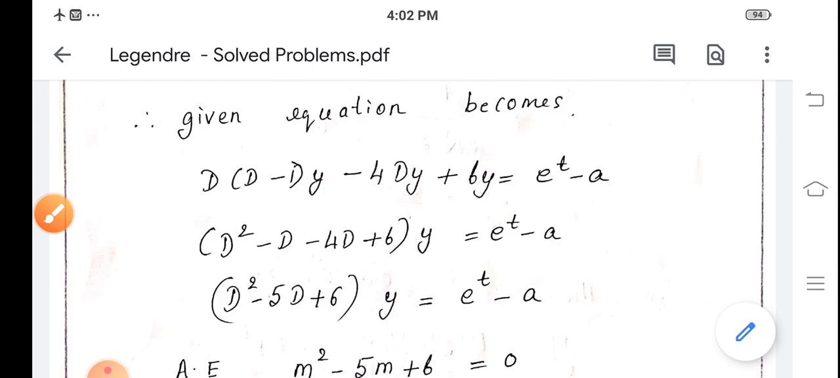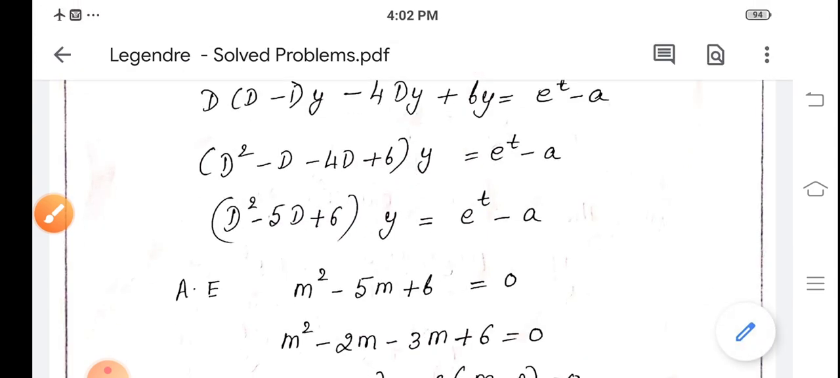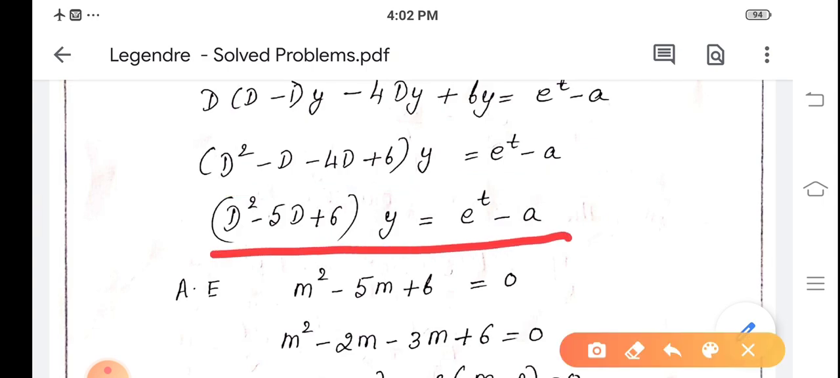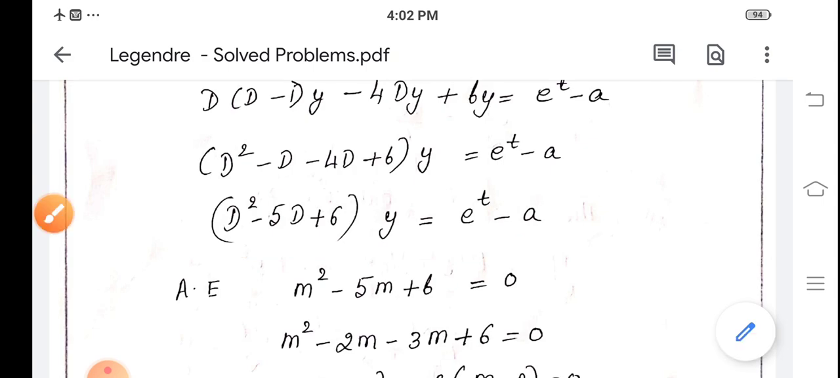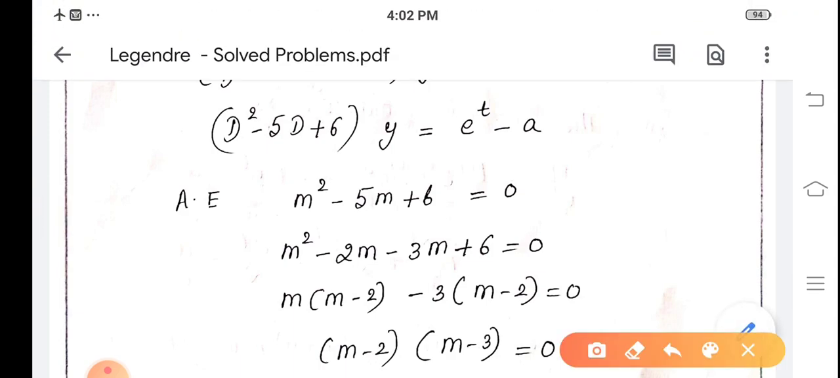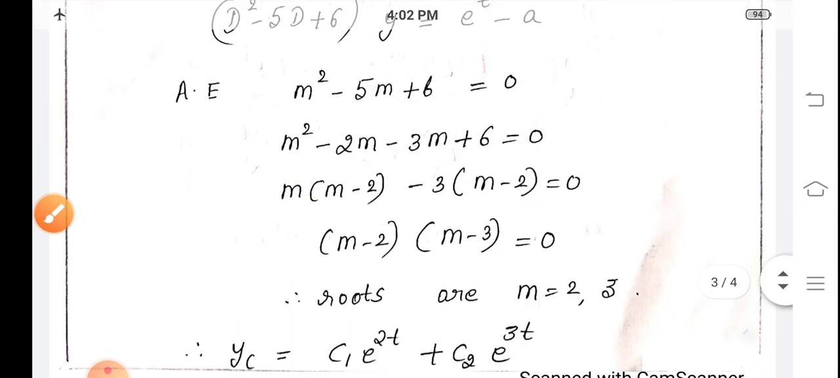Now when simplifying this, we will get (D square minus D minus 4D plus 6) into y equal to e power t minus a, or it is same as (D square minus 5D plus 6) into y equal to e power t minus a. Now to find the solution for y, we will find complementary solution as well as particular solution. So first we write the auxiliary equation as m square minus 5m plus 6 equal to 0.